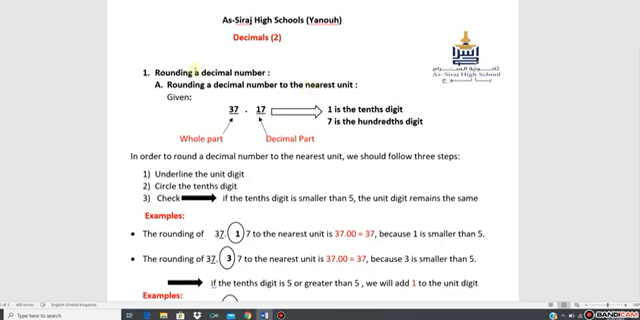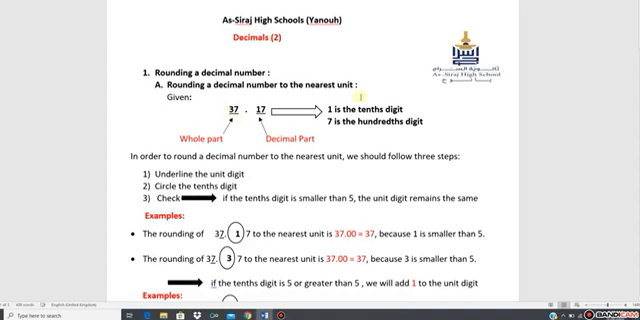First objective in this session is rounding a decimal number. Part A. We want to know how to round a decimal number to the nearest unit. Here I give you a number. This number consists of a whole part and a decimal part, where here is the decimal point.